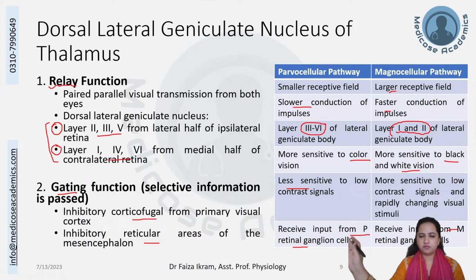If there is rapid movement of some object across your eye, you will detect it instantaneously because of the magnocellular pathway, but you will not be able to detect the particular characteristics of that object because parvocellular pathway has low sensitivity. It cannot respond to rapid change of the stimuli or low intensity stimuli.